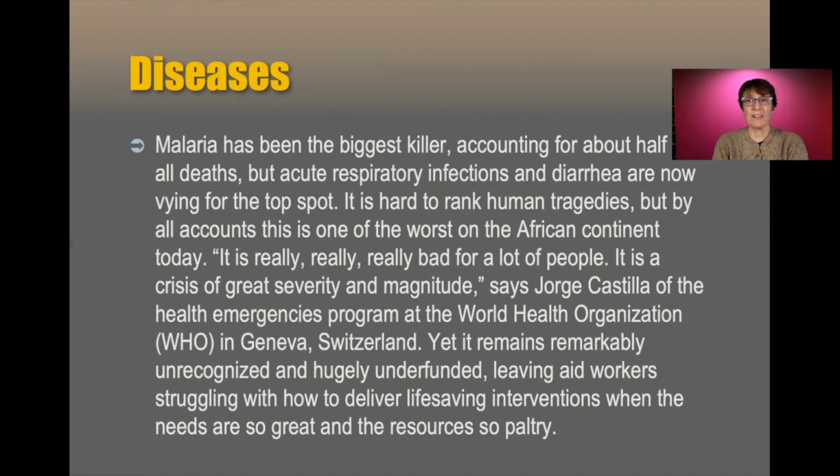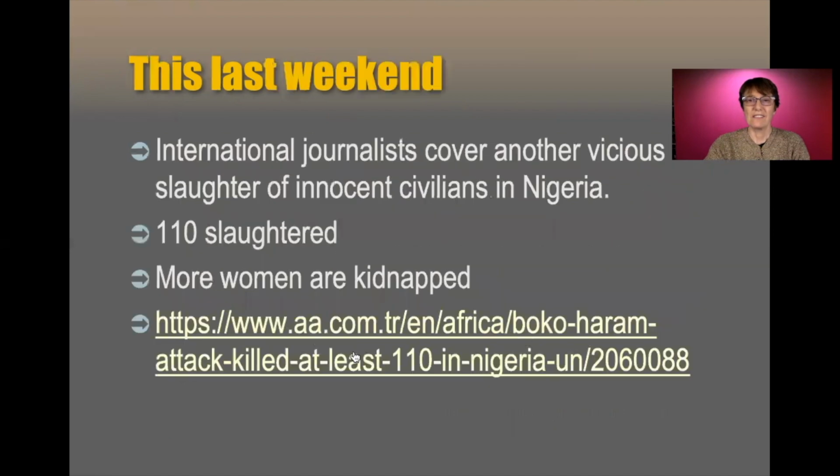When I ask people if they know about this, so few people do. It's not covered very well by the mainstream media. Some more information: just this weekend, there was another outbreak. There was another attack. International journalists covered this attack. 110 people were slaughtered and more women were kidnapped. And so here is a website if you want to see more about that article. So this is an ongoing problem. It's not going away.